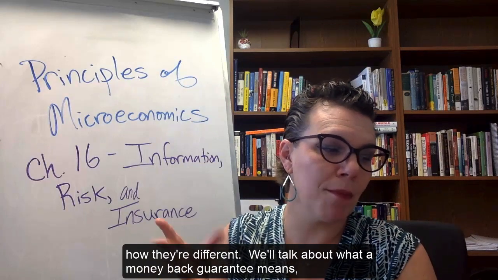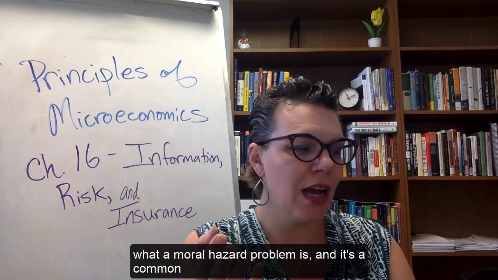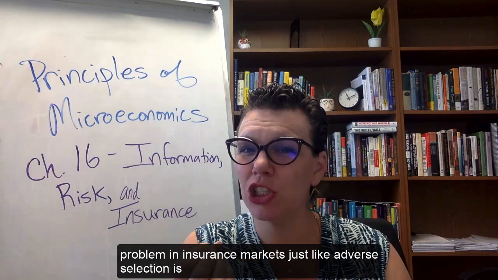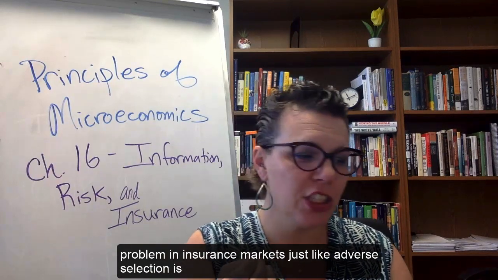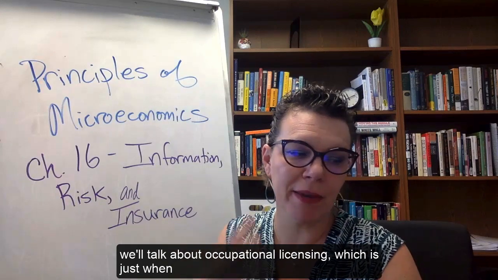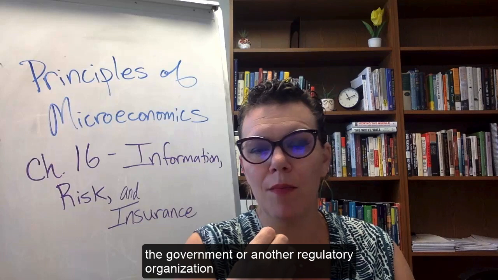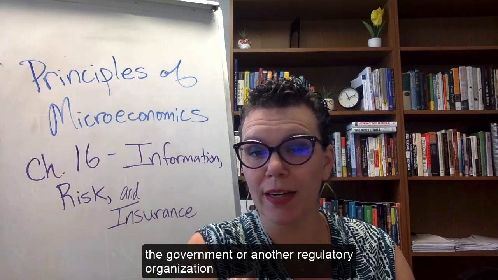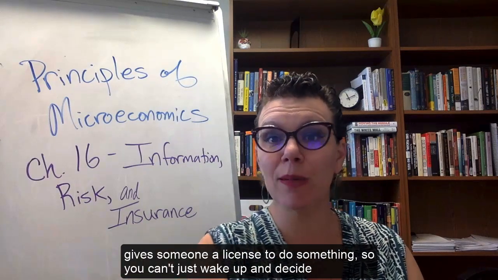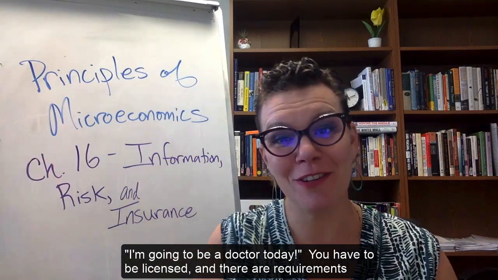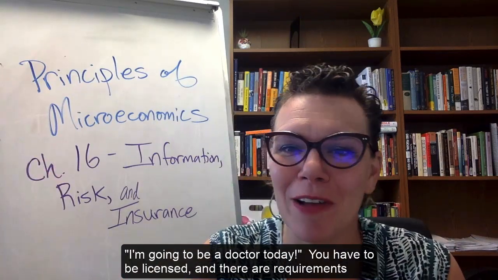We'll talk about what a money-back guarantee means, what a moral hazard problem is, and it's a common problem in insurance markets, just like adverse selection is. We'll talk about occupational licensing, which is just when the government or regulatory organization gives someone a license to do something. So, you know, you can't just wake up and decide, I'm going to be a doctor today. You have to be licensed. And there's requirements around that.